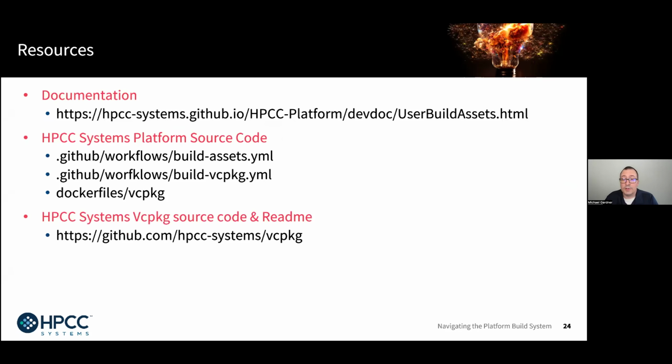So these are some resources that you might want to look at if you have any further questions. The documentation you can look at here on your screen for that first link. That's on our HPC Systems GitHub IO page. It's for user build assets. So basically, it's a way for currently our internal developers to run the user build assets scripts.